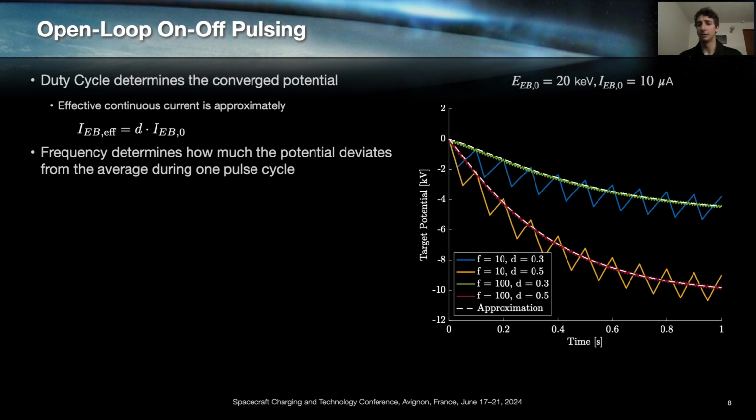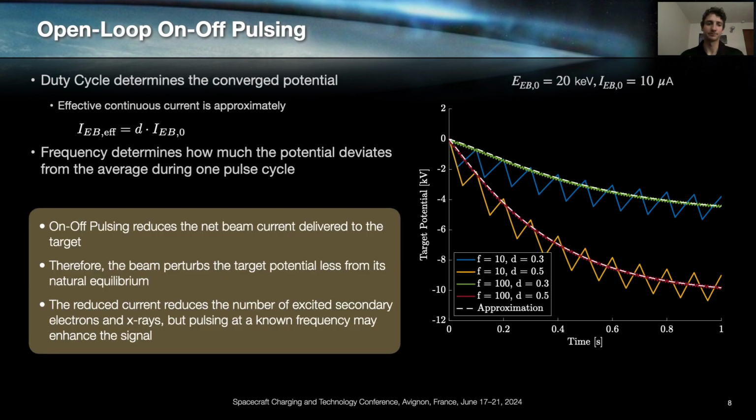However, the blue and the yellow lines use a lower frequency, and therefore the amplitudes of those oscillations are much larger compared to the green and red lines that use a higher frequency. So the on-off pulsing example here shows that on-off pulsing can reduce the net beam current delivered to the target, and therefore the beam perturbs the target potential less from its natural equilibrium. The reduced current reduces the number of excited secondary electrons and X-rays, which is not necessarily beneficial for estimation methods because we want to have as much signal as possible, right?